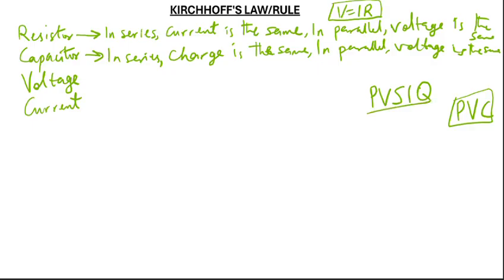And what does it say? It says in parallel connection, for both capacitor and resistor, voltage is the same. In series connection, for resistor, current is the same. For capacitor, charge is the same. That's just what it means. So don't forget this acronym, PVSIC. It's interesting remembering this. Now let's move to Kirchhoff.